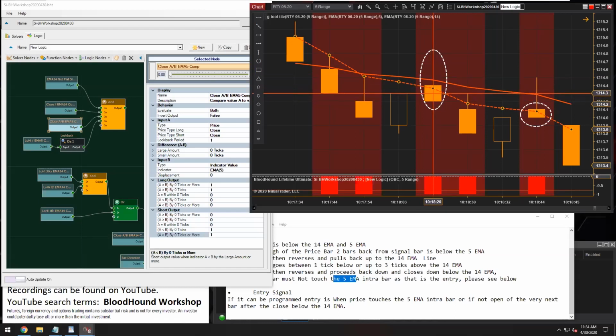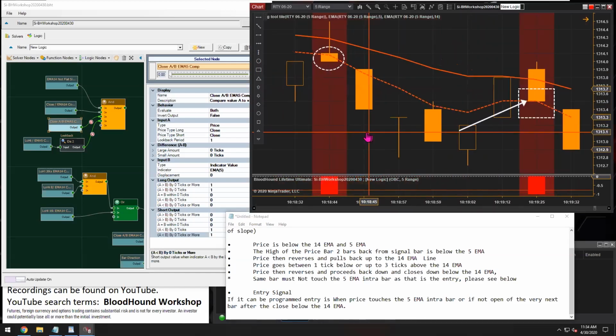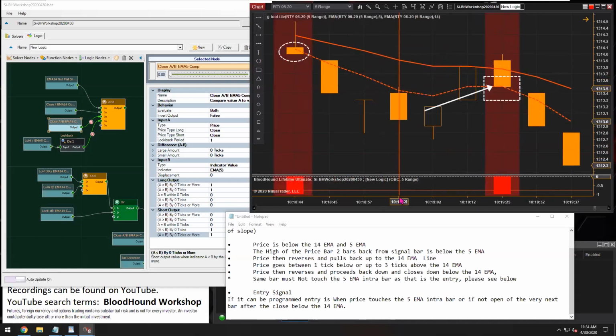So we'll use the low of the bar. Make sure that the low of the bar hasn't touched our EMA5. So we need to make sure the low of the bar is above our EMA5. Let's see here. What do we have? Well, like I said, maybe this one will work. So it looks like the low of that bar might barely be above our EMA5. We'll find out here shortly.